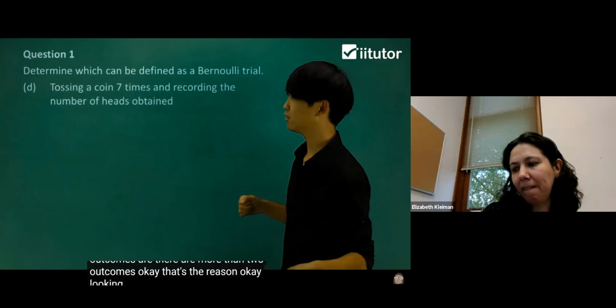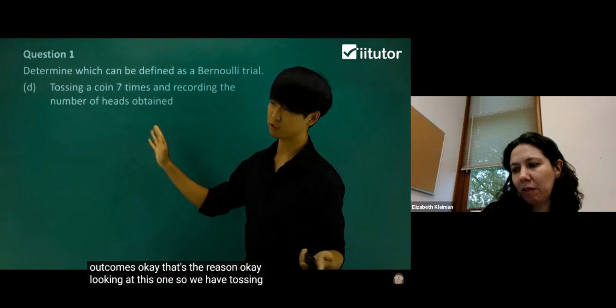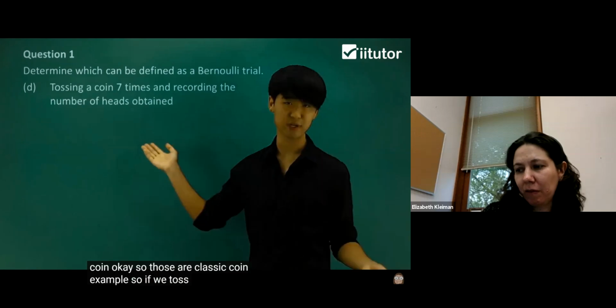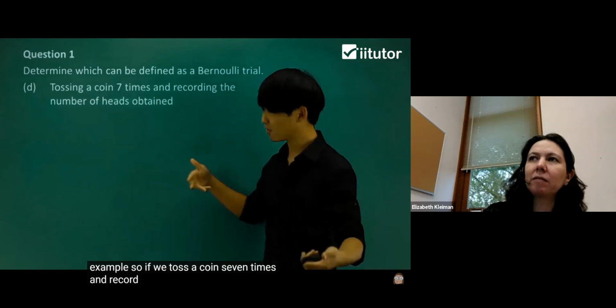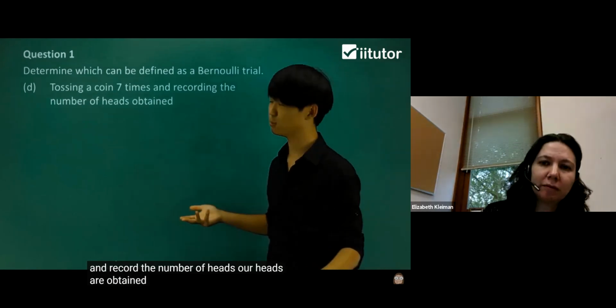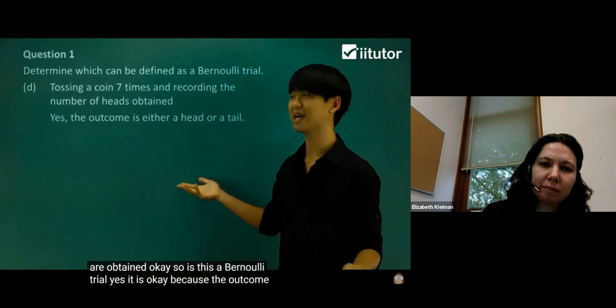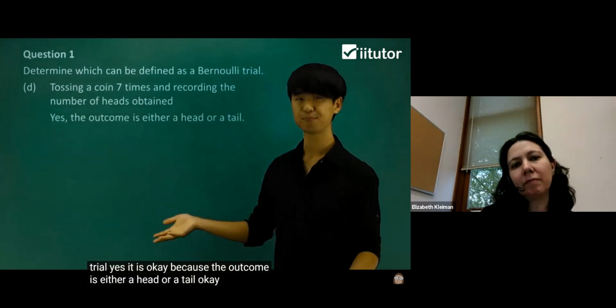Looking at this one, we have tossing a coin. That was our classic coin example. If we toss a coin 7 times and record the number of heads obtained, is this a Bernoulli trial? Yes, it is, because the outcome is either a head or a tail. So that's a nice one.